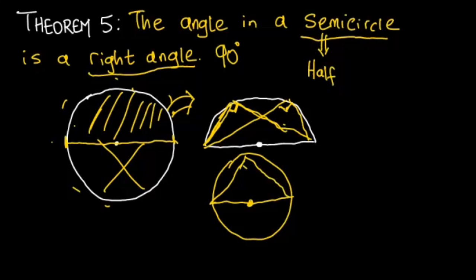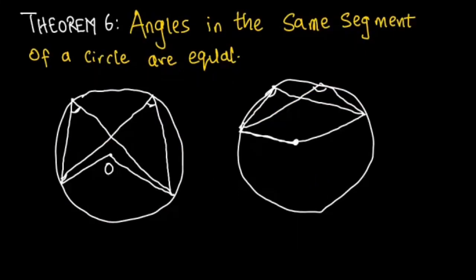The angle produced here is equal to 90 degrees. So in essence, when you have a semicircle, the angle that semicircle subtends is a right angle. So in the sixth theorem, we have it that angles in the same segment of a circle are equal.